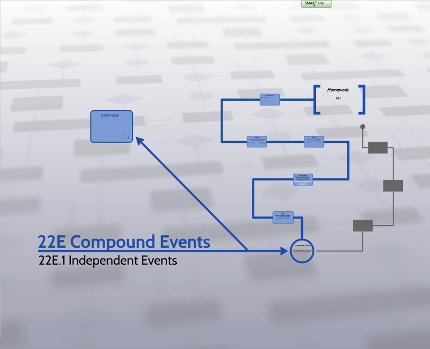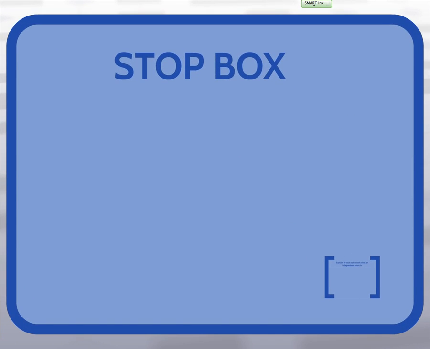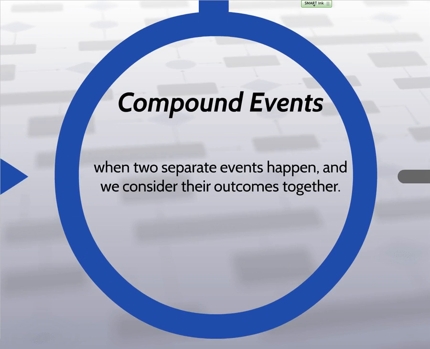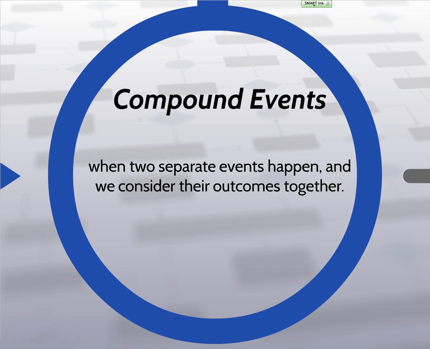If you have not already drawn your stop box, go ahead and do that. So here are compound events. They're when two separate events happen and we consider their outcomes together.